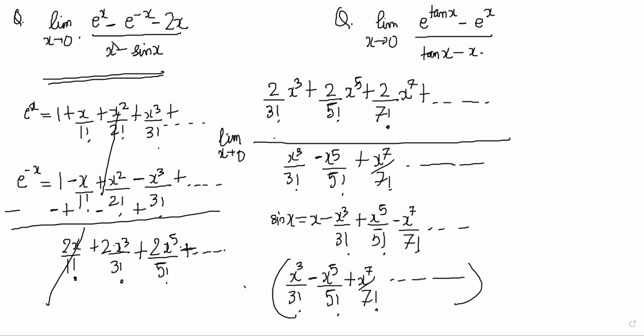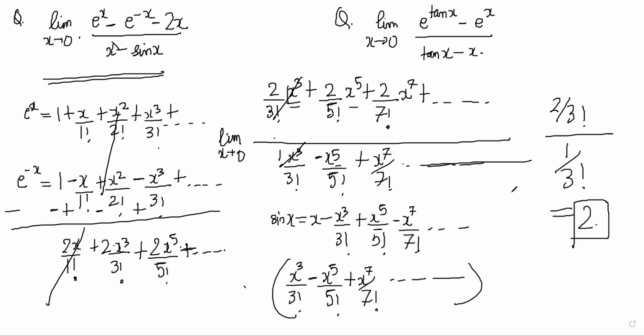So to take the limit, let's divide by x cube, because right now it is 0 by 0. Divide by this power so that this will go away and these terms will be x square and so on. All of those will disappear, and what will be left is 2 by 3 factorial on top and 1 by 3 factorial in the denominator. So the answer will be 2. The reason I divided by x cube is to cancel off that power and get the limit, right? Are you understanding?